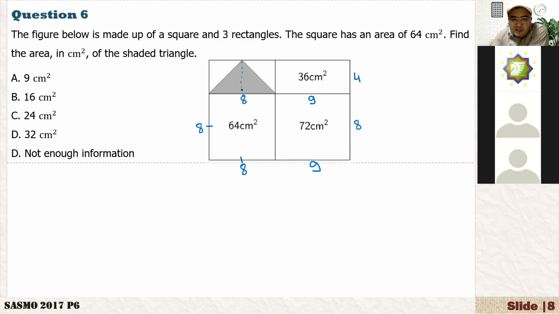And how about its height? Height is equal to 4. And how do you find the area of the triangle? 1/2 times 8 times height, which is 4, equal to 32 cm squared. So what? 16. Yes. 32 divided by 2, that is 16, right? That is 16. Good, that's it.